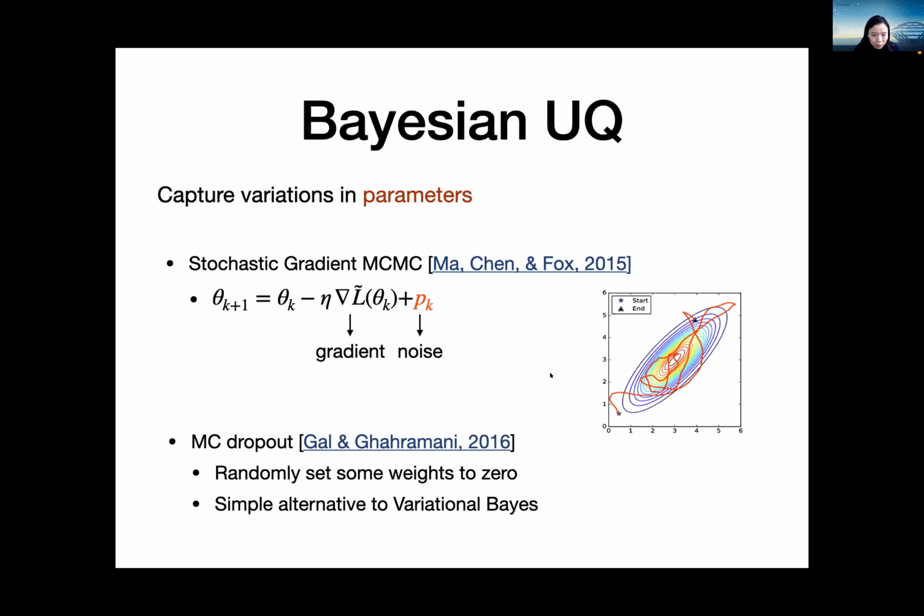The other type of Bayesian UQ method is probably very well known, called Monte Carlo dropout, proposed by Yarin Gal and Zoubin Ghahramani many years ago. The idea is that we can randomly set some weights in the neural network to 0, and it provides a very simple alternative to variational Bayes. It gives the uncertainty of the prediction in the Bayesian sense. So remember, we have a deep neural network, which is deterministic. What we did is benchmark all these different UQ techniques and see which one performs well for our particular application of forecasting.